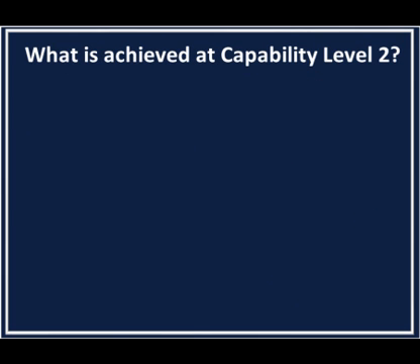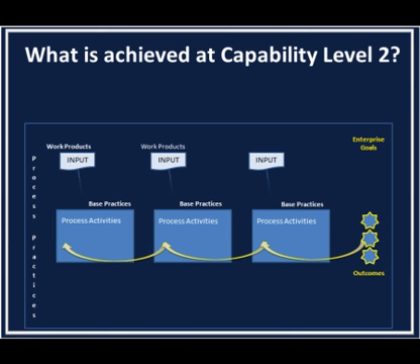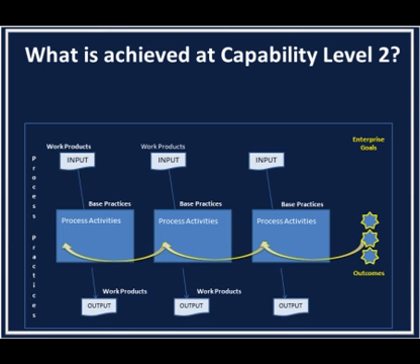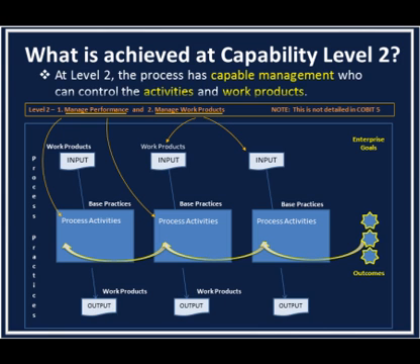What is achieved at capability level 2? At capability level 2, the process outcomes are being achieved, the process activities are being performed, the process work products are being produced. But more importantly, at level 2, the performance is being managed and the work products are being managed. At level 2, the process has capable management who can control the activities and the work products.